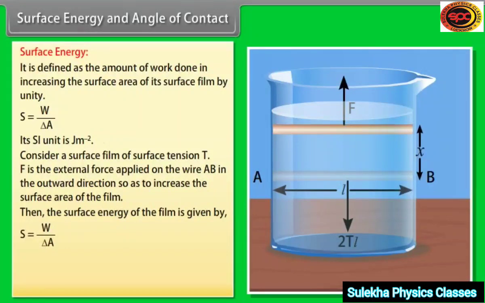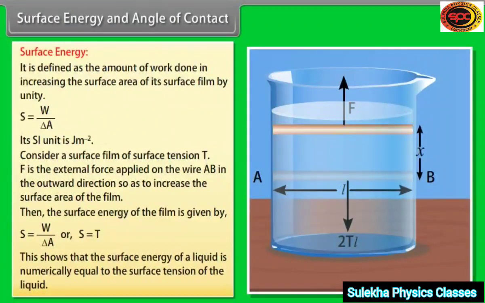We know that S is equal to W upon delta A. This gives the result S is equal to T. This shows that the surface energy of a liquid is numerically equal to the surface tension of the liquid.